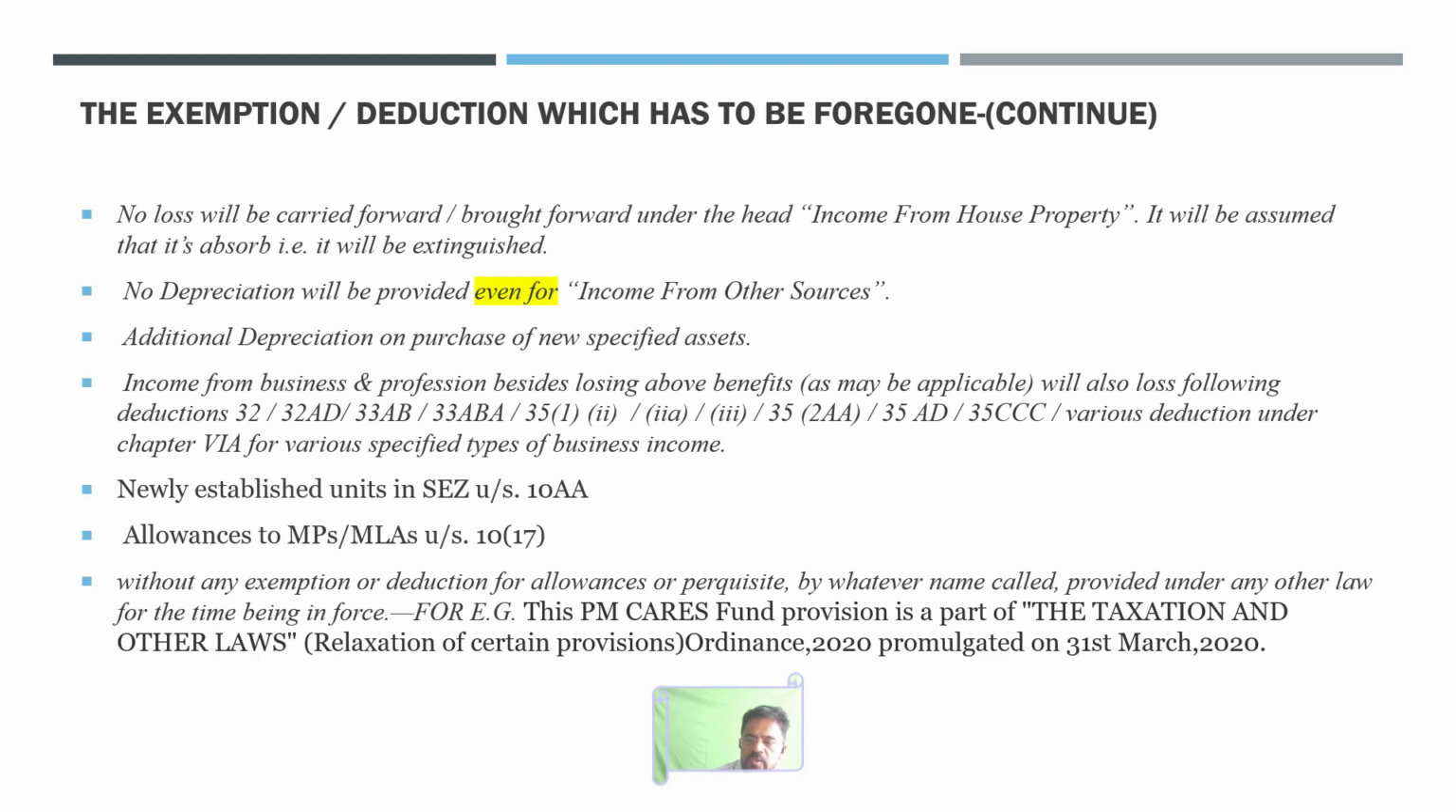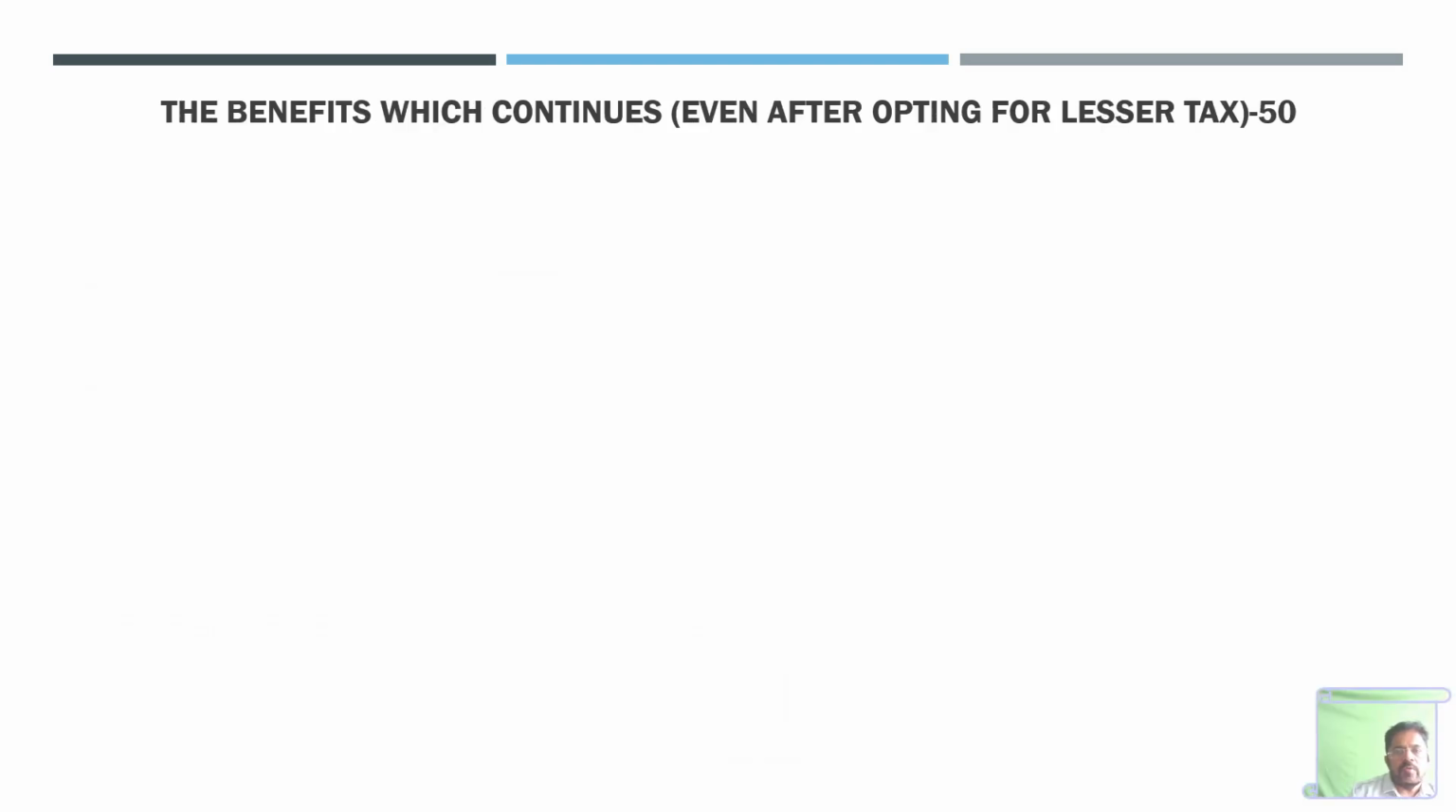There is another exemption also available. Take for example, if land has been acquired by the government and you get certain capital gain, then under certain situations that is also exempted, not as per the Income Tax Act, but as per the Land Acquisition Act. That exemption or deduction also you will have to forego, because there is a general line saying without any exemption or deduction or allowance or perquisite by whatever name called provided under any other law for the time being in force. So that means you have to forego all the benefits, deductions, exemptions, even under other laws, not only restricted to the income tax law. Now this is a very sweeping statement, and one has to really take care when opting for the alternative rate of tax.